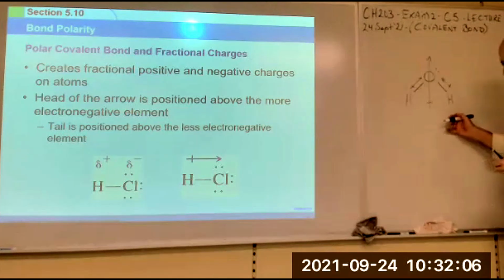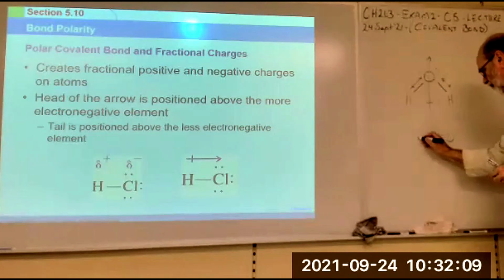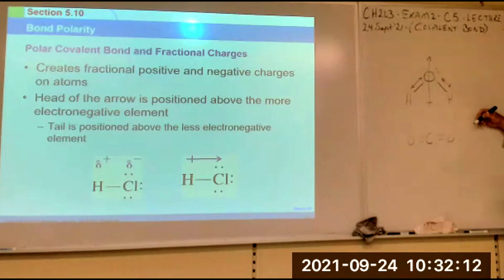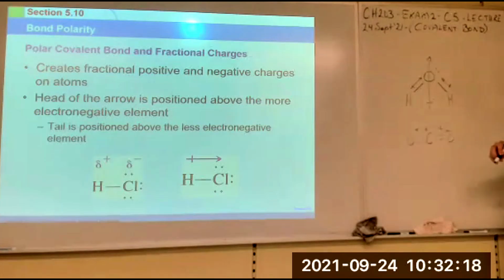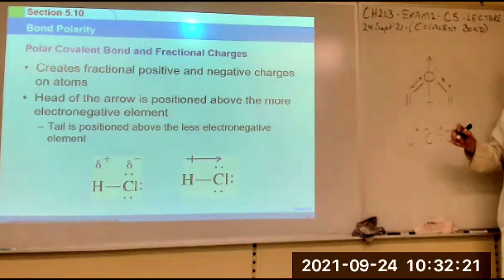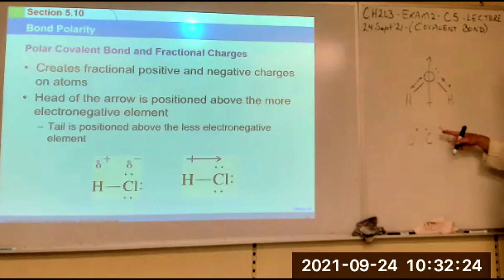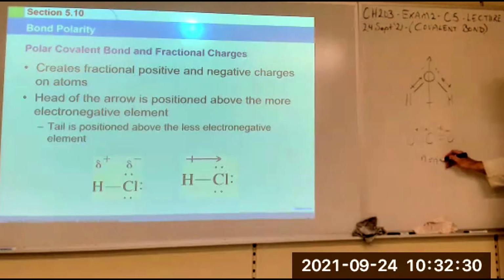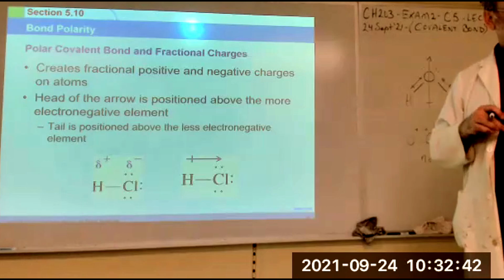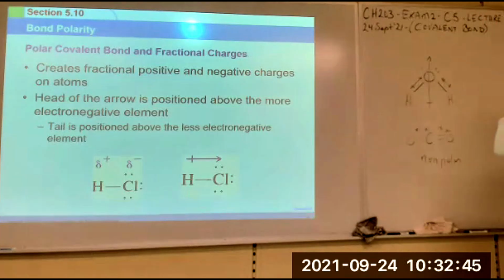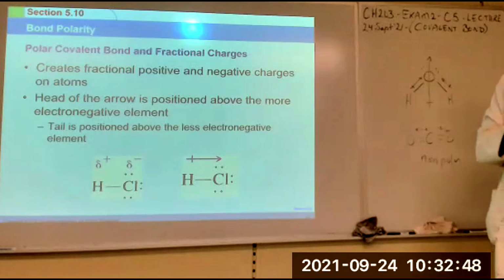What about carbon dioxide? I'm going to leave out the lone pairs for argument's sake. Like that, and like that, because oxygen is more electronegative than carbon. It's to the right of carbon. But notice it's a linear molecule, so these things cancel one another out. That makes carbon dioxide non-polar. Okay. So when you're looking for polarity or non-polarity in a molecule, you look at two things: the polarity of the bonds and the geometry.